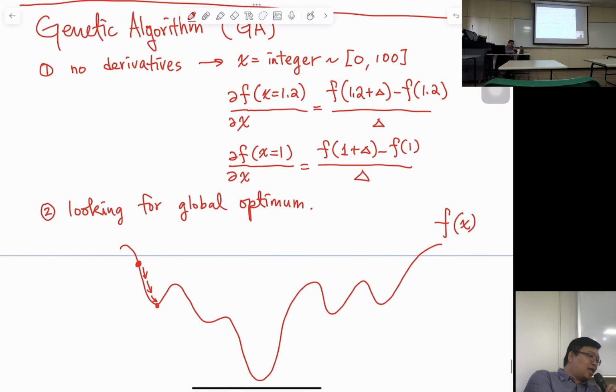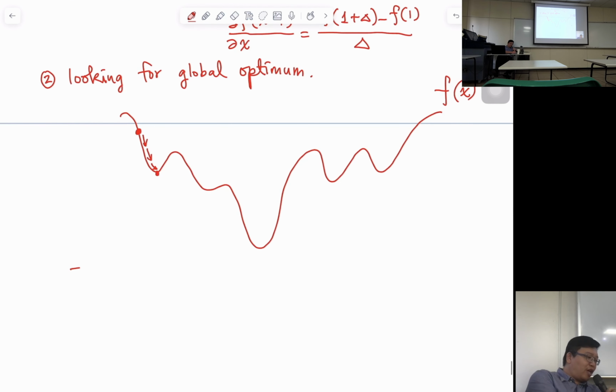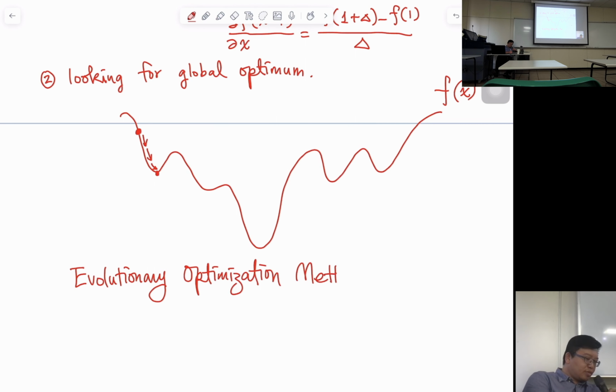So GA is not the general terminology or general name for methods like this. Actually, there is another name that could represent all kinds of methods like this. They are called the evolutionary optimization methods. So GA is one of them.